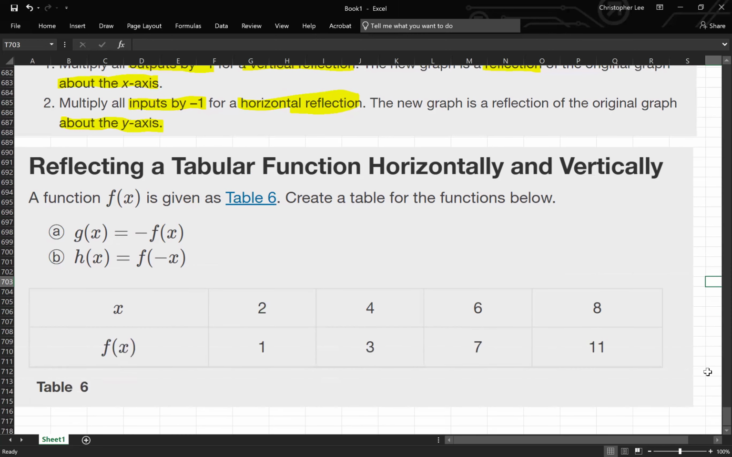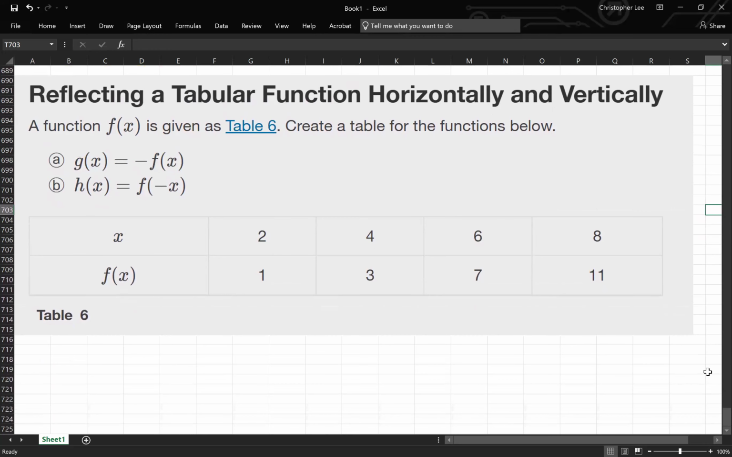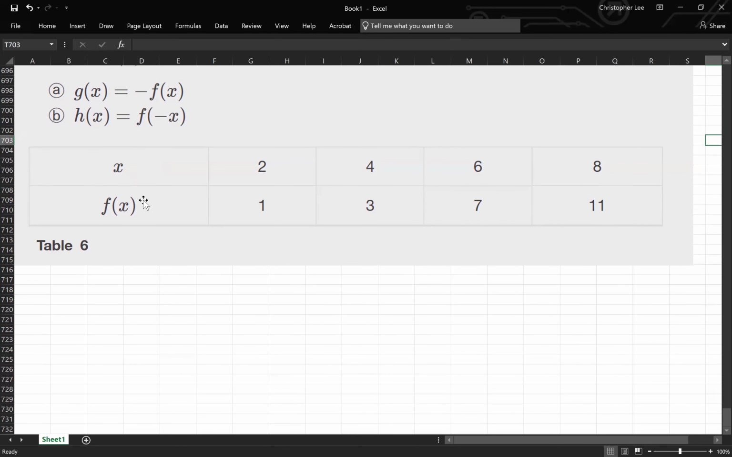All right, let's check this out. So reflecting a tabular function, horizontally and vertically. A function f of x is given as a table. Now we want to do these two things: g of x, which is going to be equal to negative f of x, and h of x, which is going to be equal to f of negative x. It's as simple as you see it here.